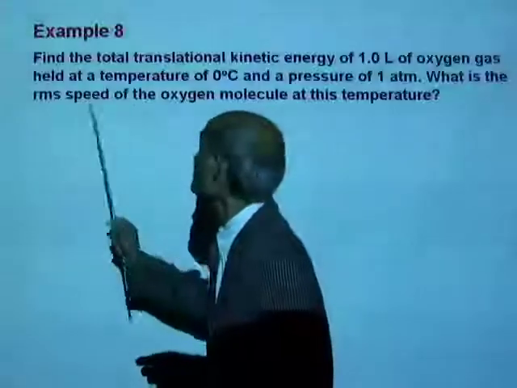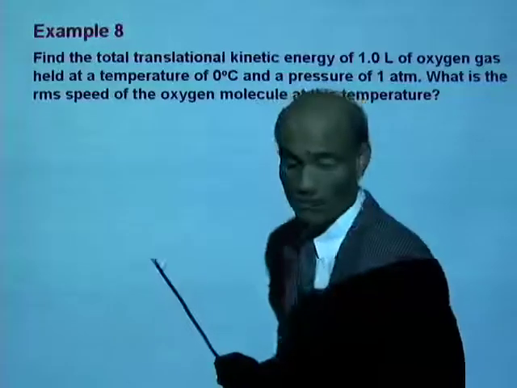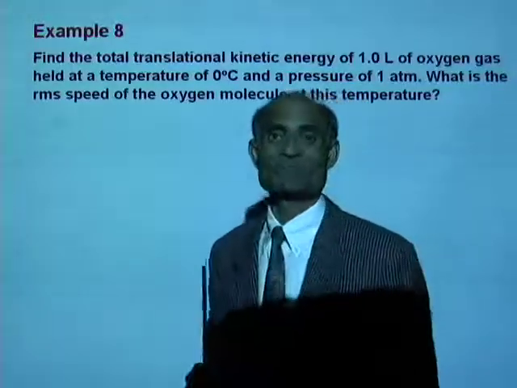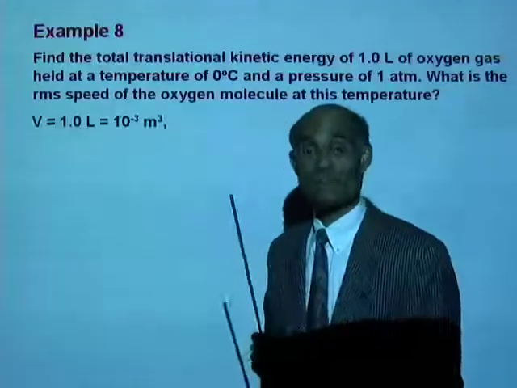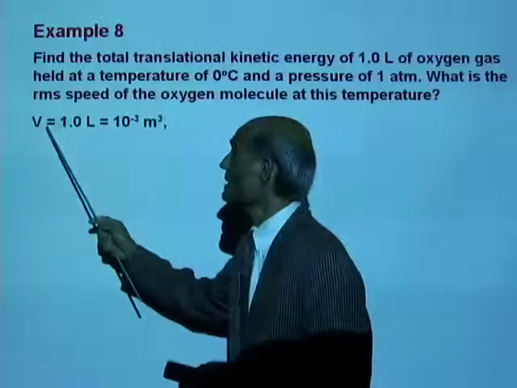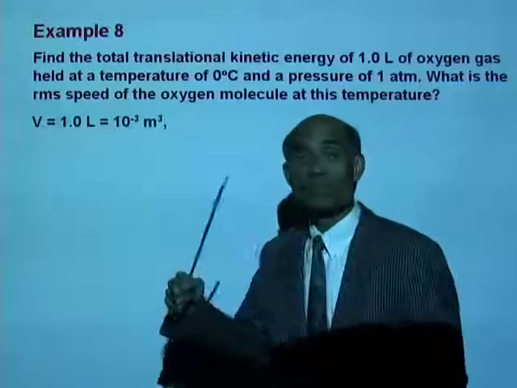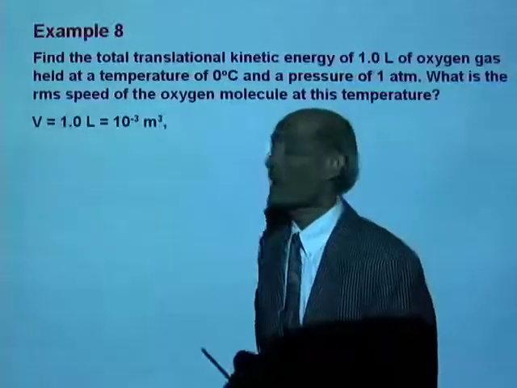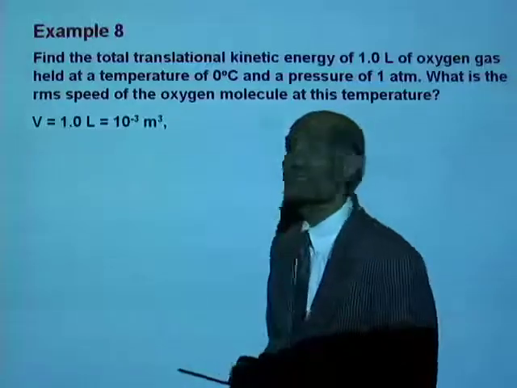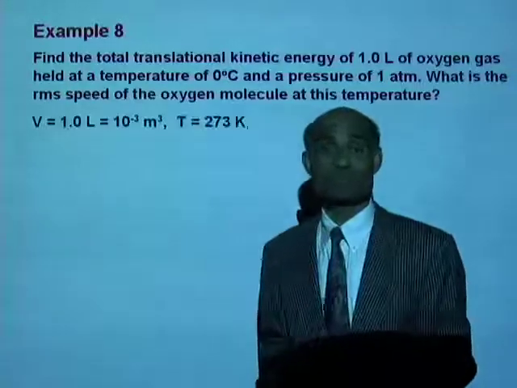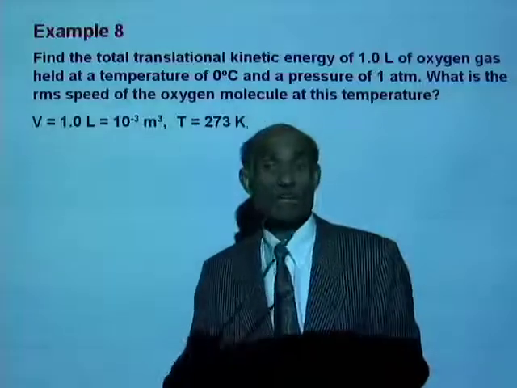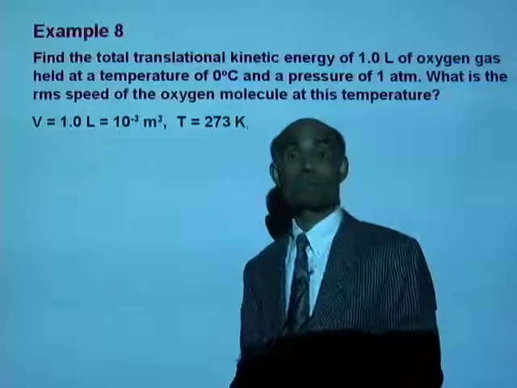The RMS speed of the oxygen molecule at this temperature. You have two things to calculate. Let's pick our data. The volume of the gas is 1 liter, and convert that to meter cube. That will be 10 to the power of -3 meter cube. Is that right? 1 liter is 1,000th of a meter cube.